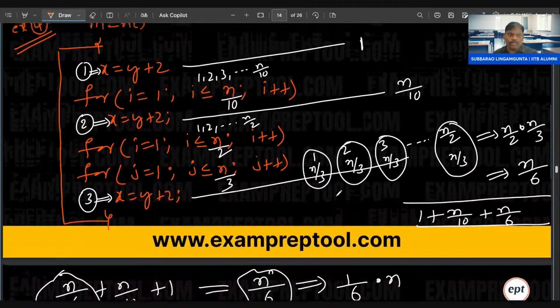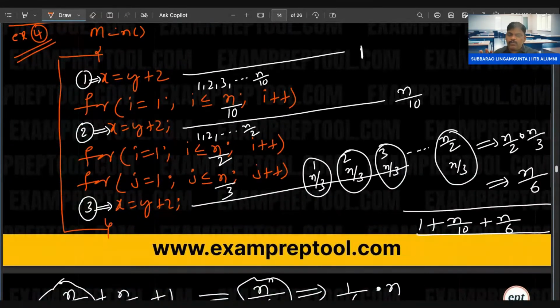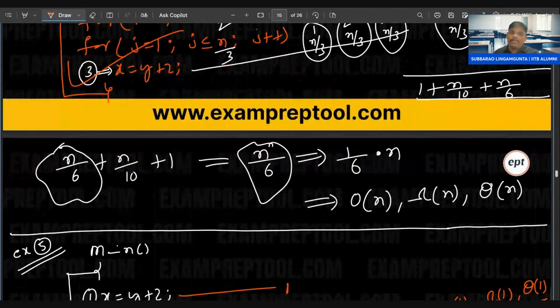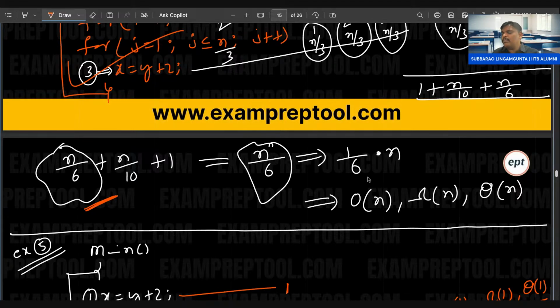Let's go to the 4th example. In the 4th example, if you observe, is there any loop? Yes. So what is the bigger loop? N by 10, N by 6. Time complexity means loop. If there are more loops, the bigger loop. Because of N by 6, but 1 by 6 is a constant, you can ignore the constant. So big O of N, omega of N, theta of N, something like that.